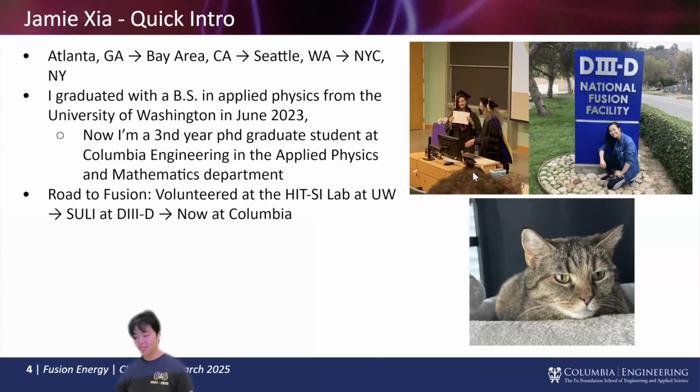So just a little bit about myself. I was born in Atlanta, grew up in California, went to Seattle, and now I'm at Columbia University, just to show and highlight my journey. And it is frozen. Oh, it's not, just kidding. So I went to my undergrad. I did applied physics for my bachelor's at the University of Washington. And now I'm a third year PhD grad student at Columbia.